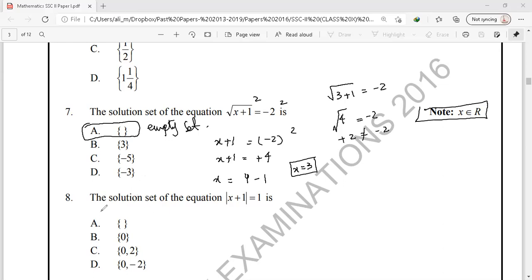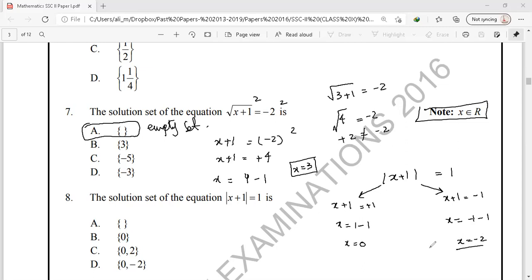Question number 8. The solution set of this modulus equation, modulus of x plus 1 equals 1. So let's expand this modulus. It will be expanded in such a way that x plus 1 equals plus 1 and x plus 1 equals minus 1. If we find the solution from these expressions, x plus 1 would be equal to 1, so x is 1 minus 1, and x would be equal to minus 1 minus 1. So from here x equals 0 and x equals minus 2.